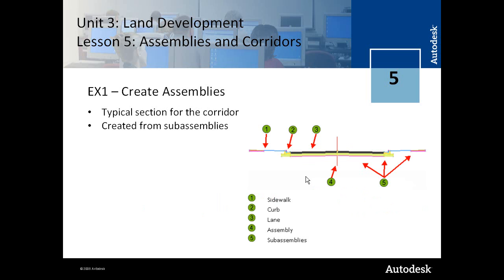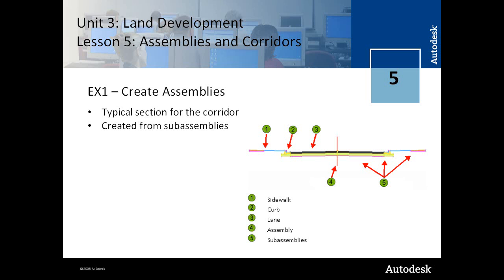In Exercise 1, you learn how to create assemblies. An assembly is the typical section for the corridor model, and it's created by adding subassemblies. So you can see here we have the assembly object, it's at this vertical line, and then a number of subassemblies that represent the sidewalk, the curb and gutter, and the lane components of the typical cross-section.